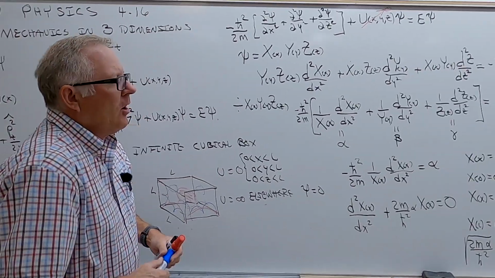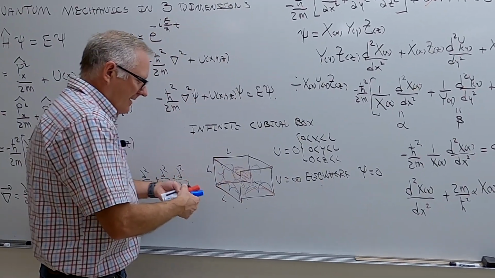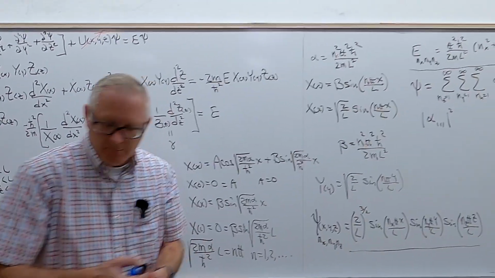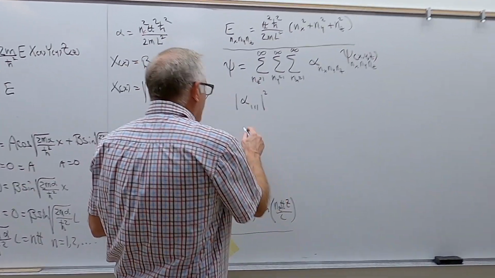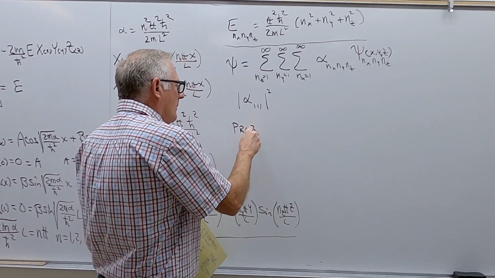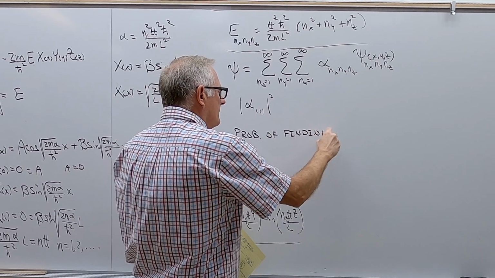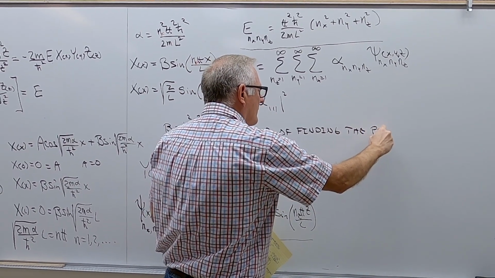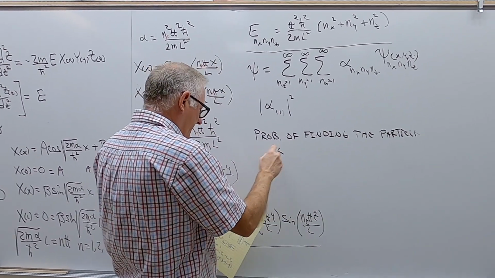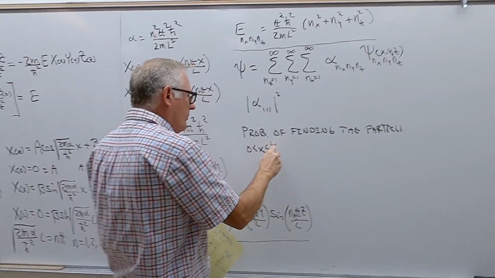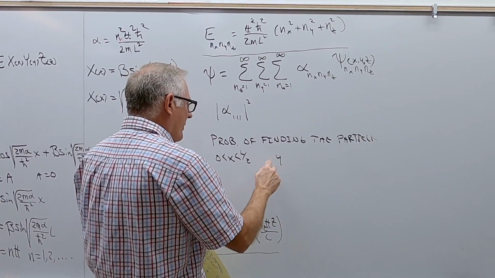Okay, what if I asked, what is the probability of finding the particle, let's say, with x somewhere between 0 and L over 2? How about y is somewhere between 0 and L over 4?